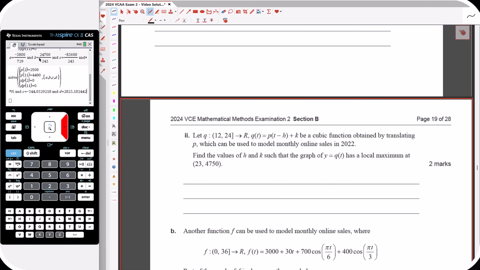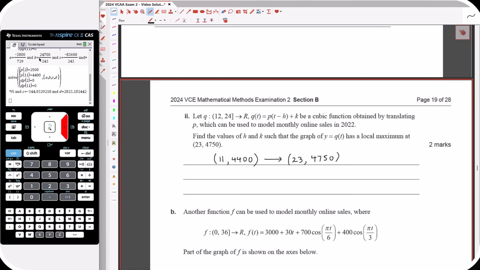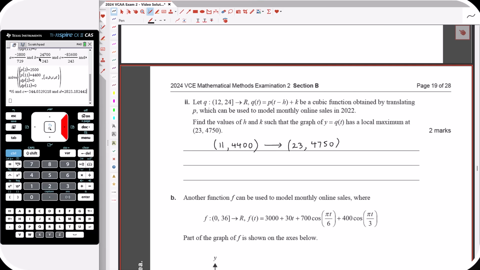11,400. So that means the translations that we need to do need to move the local maximum that is currently at 11,400 so that it becomes 23,450. Okay, so that means we need to go to the right by 12 and up by 350. And so that means H is going to have to be 12. So we go right 12 and up 350. And so therefore H is going to be 12 and K is going to be 350.